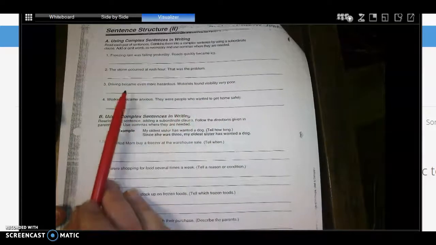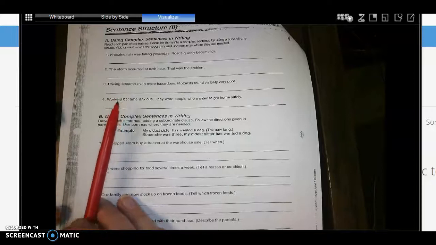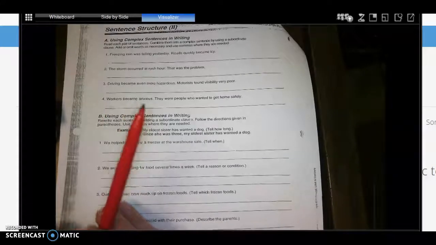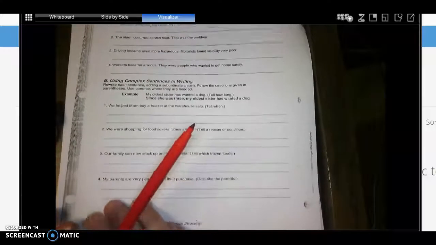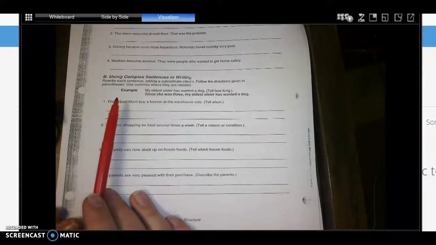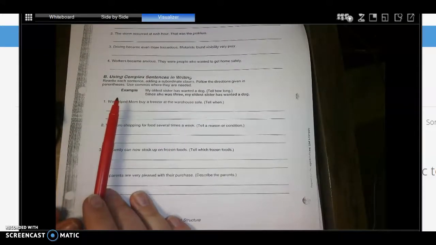I just put it like that, okay? Go ahead and add some clue words like because, since, if, when, while, although. Those all can be clue words for dependent clauses, and combine these sentences up here. All right, we're going to go ahead here and look at B. Rewrite each sentence adding a subordinate clause. Follow the directions given in parentheses. Use commas where they are needed.